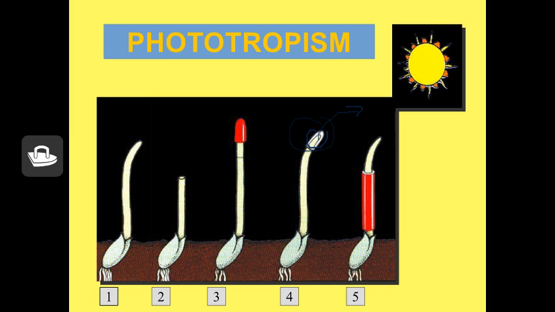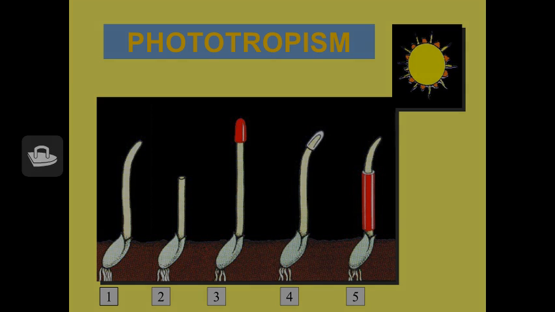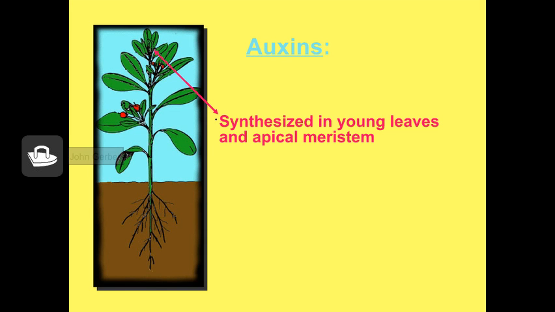And to complete the experiment, when Charles put an opaque cylinder around the base of the seedling, it still turned towards the light. His conclusion was something was going on in the very tip of the seedling. There was something in that apical meristem that sensed the light, and he was right. Today we know that auxins are produced in the very tip of the plant in the apical meristem, as well as some of the really young leaves.